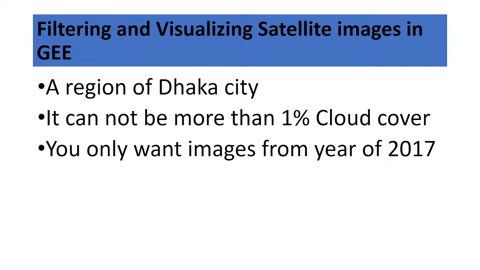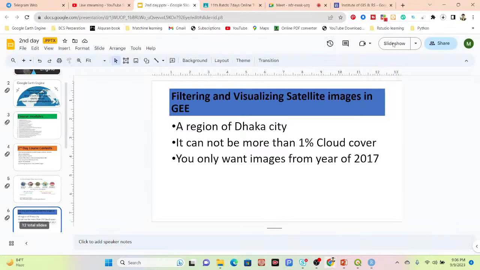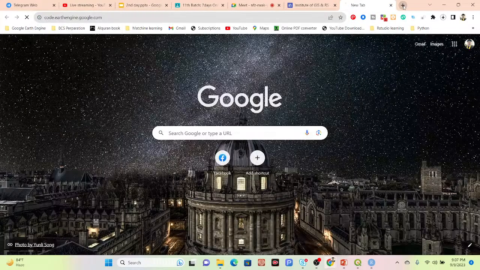So when you want to filter satellite images, whether Landsat or Sentinel, just follow these three factors. The first factor is your region of interest. The second factor is the image metadata or image properties. And the third factor is a specific time period. Okay, so let's go to the practical example for filtering. I will open my new code editor and show you how it works for the filtering.